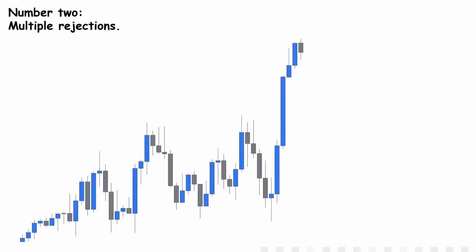Number 2, multiple rejections. An area with multiple rejections shows that the traders took action at this level at different times, which makes it more powerful when the price reaches that zone again.